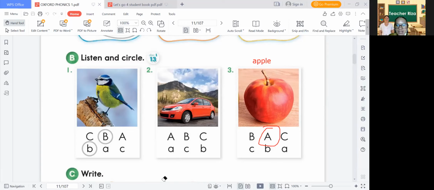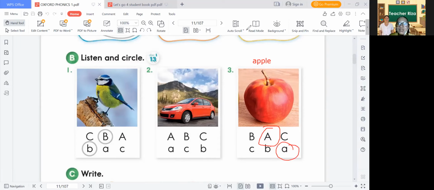Okay, how about this one? Is this letter A? No, it's not. How about this one? Is this letter A? No, it's not. Okay, next letter we have this one. Is this letter A? It's not. Okay, last one, which is this letter. Okay, this is letter A.